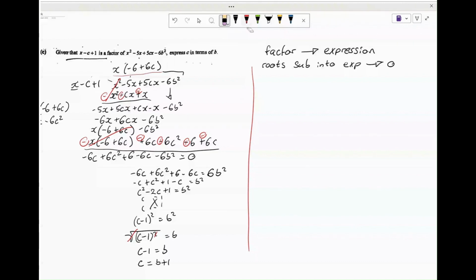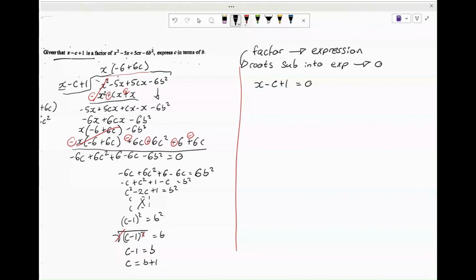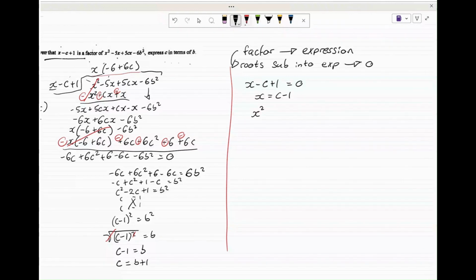So you can see they're at least closely related, and that's because you can turn a factor into a root just by letting it equal to 0. So if our factor was x minus c plus 1, if we let that equal to 0 and get x on its own, that's c minus 1, we know that this is now a root. And if we sub a root into an expression, we should get 0. So if we rewrite the expression they gave us, x squared minus 5x plus 5cx minus cb squared, this is just the expression they gave at the start, and we sub in our value for x, we should end up with this thing equal to 0.